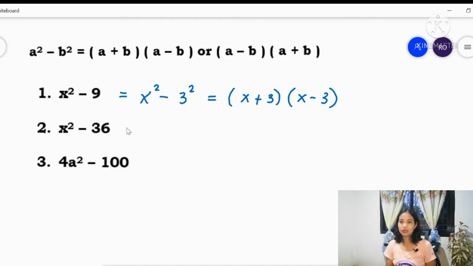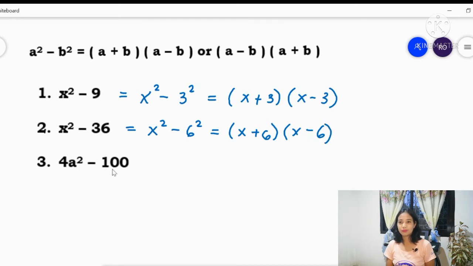So, for number 2, x squared minus 36, let's copy first x squared. And alam natin na ang 36 ay perfect square number. So ano nga ba yung isang numero na kapag minultiply sa kanyang sarili ay equals to 36? Okay, so tama, that is 6. So we can write this as 6 raised to 2. So for the factors, that is equal to x plus 6, and the other one is x minus 6.